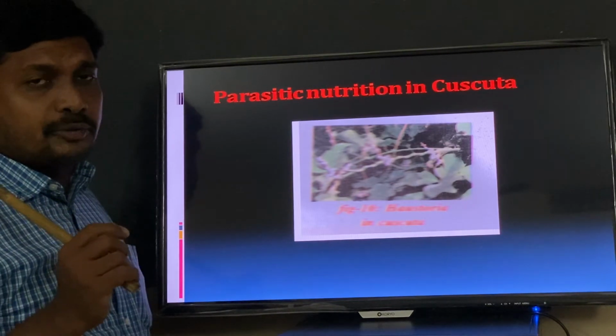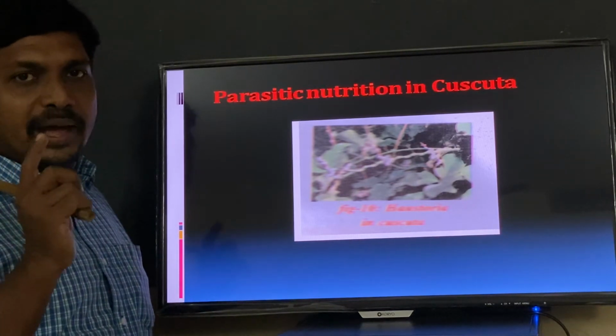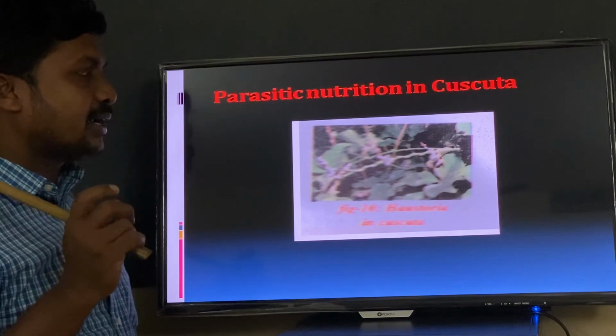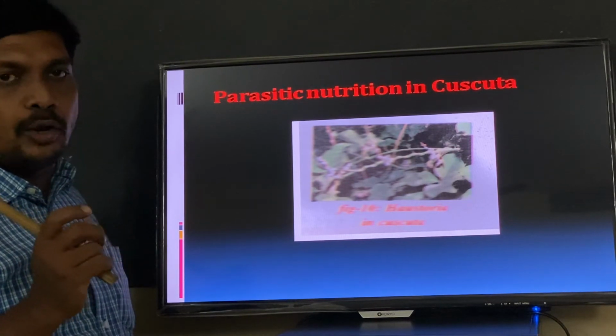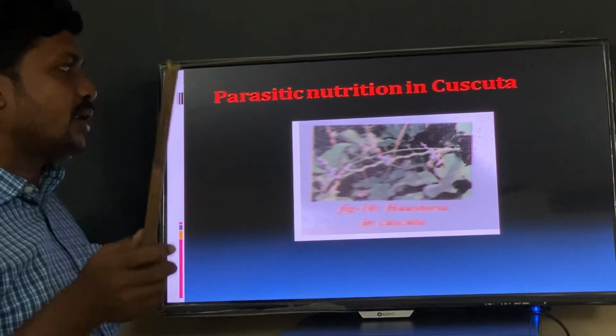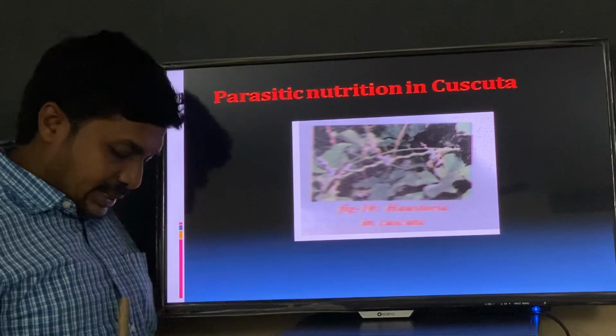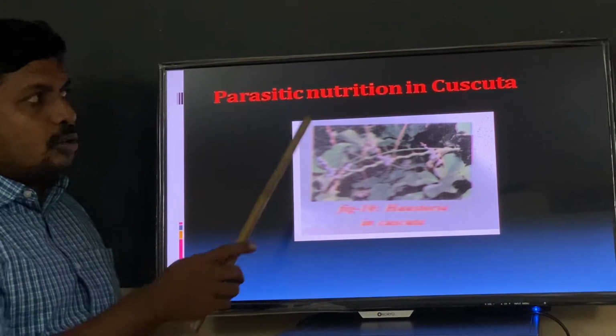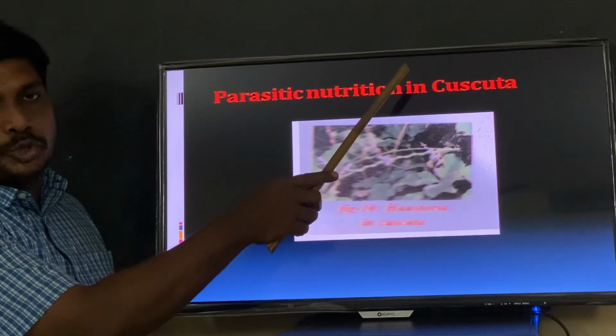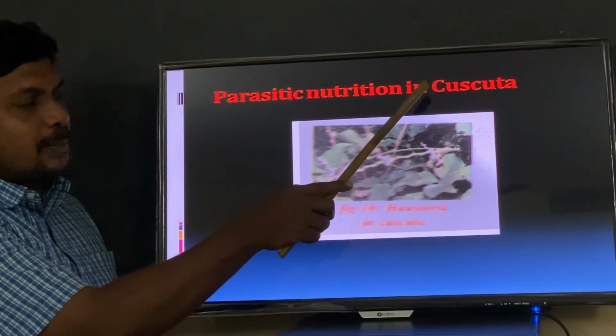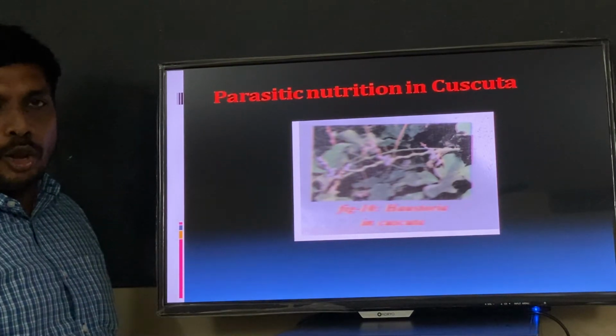In parasitic nutrition, we can find two organisms. One is parasite, another one is host. Parasite gets benefit, host plant gets loss from parasite. This is parasitic nutrition. Cuscuta plant belongs to morning glory family. Cuscuta plant gets benefit, host plant gets loss.